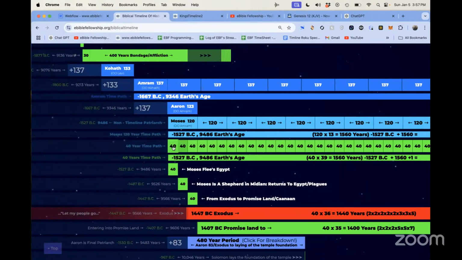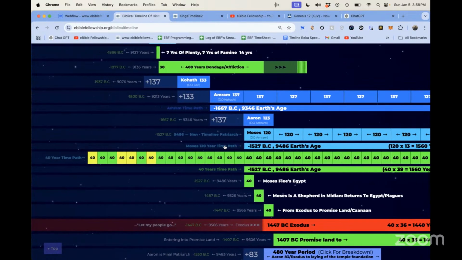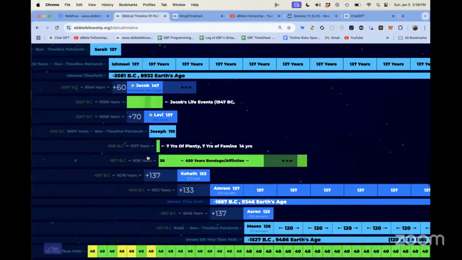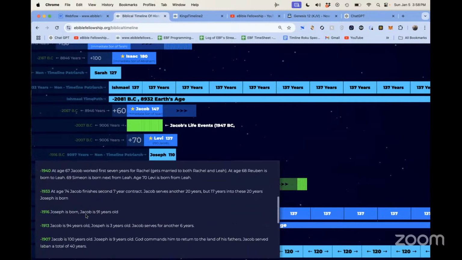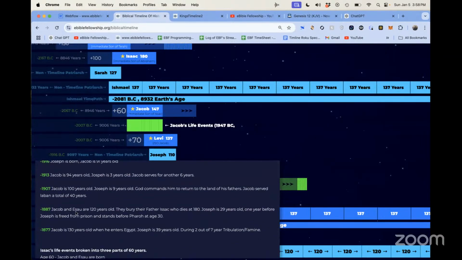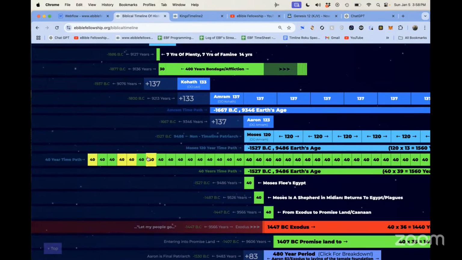However, you can actually backtrack. So if you click this 40, you'll see that you can actually go backwards. And interestingly enough, when you do that, you can land on when Jacob was 120. So if you click Jacob's tab here, it says in 1887, Jacob and Esau are 120 years old. They bury their father Isaac, who dies at 180. Joseph is 29 years old, 1 year before Joseph is freed from prison and stands before Pharaoh at age 30. So this 40-year increment can take you back as far as 1887, right?